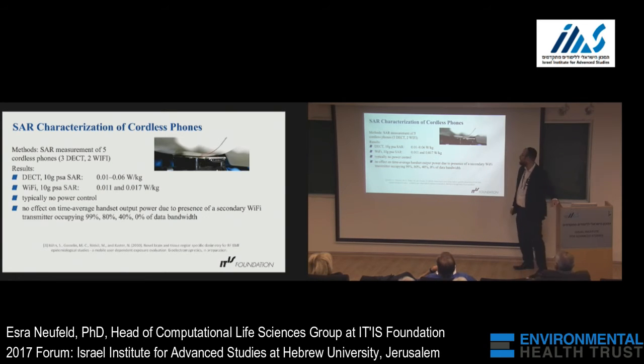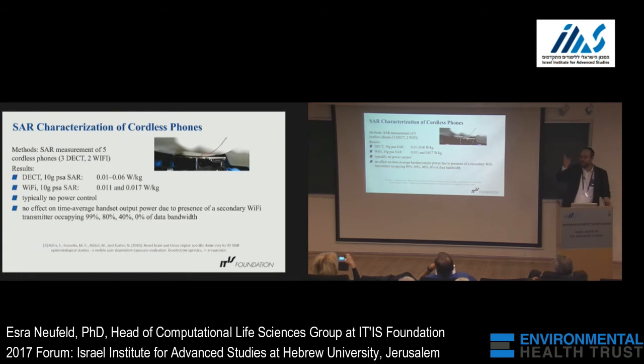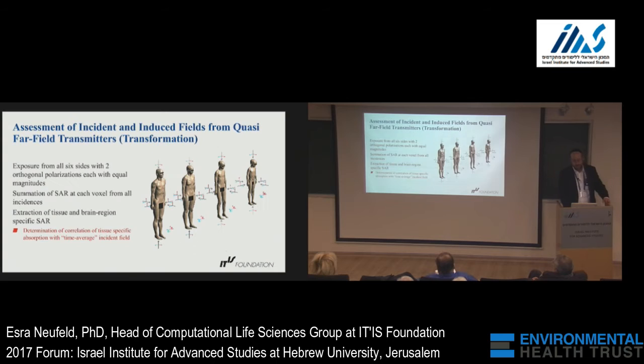When you look at cordless phones, what we see is these type of magnitudes of levels, rather a tendency of being a bit lower than the other phones, not much, but they have typically no power control. At least the old systems had a constant high level of exposure, whereas the other ones were capable of down-regulating when you had a good connection. The presence of secondary Wi-Fi transmitter had little interference effect, so that didn't lead to a higher exposure.